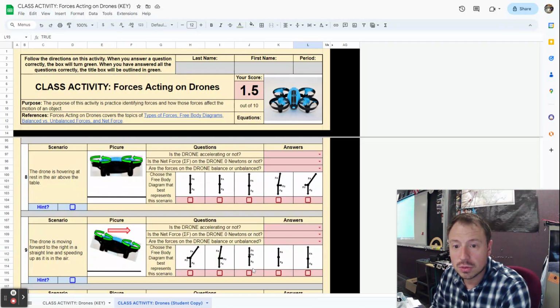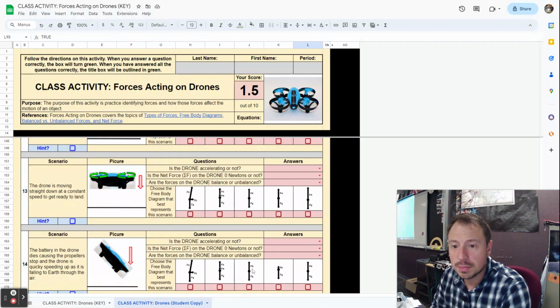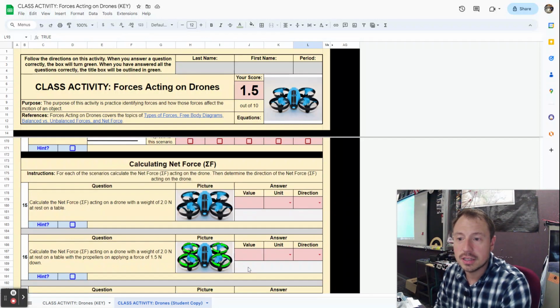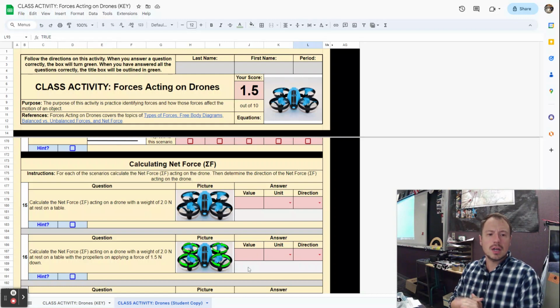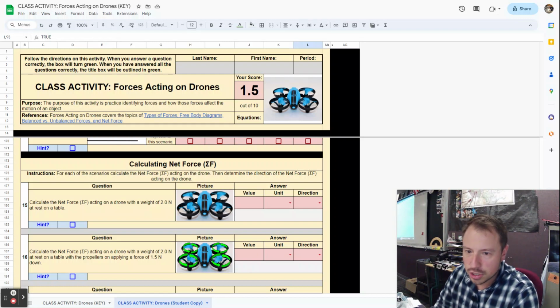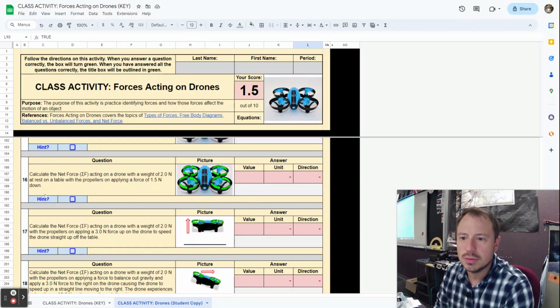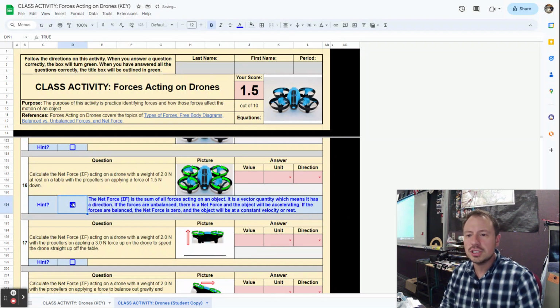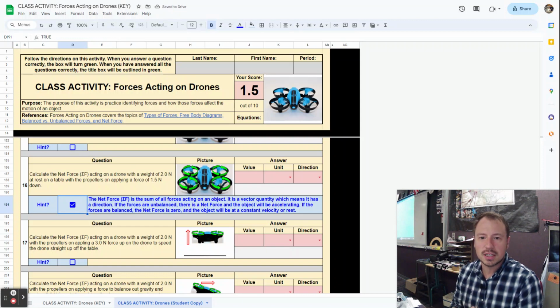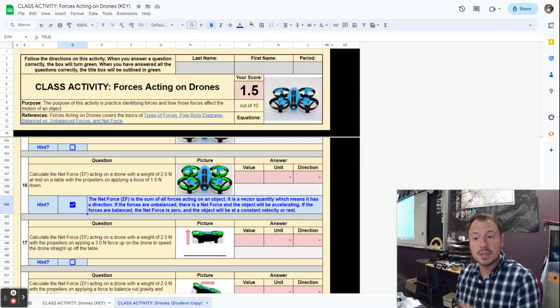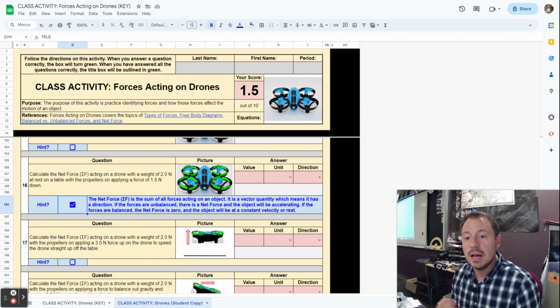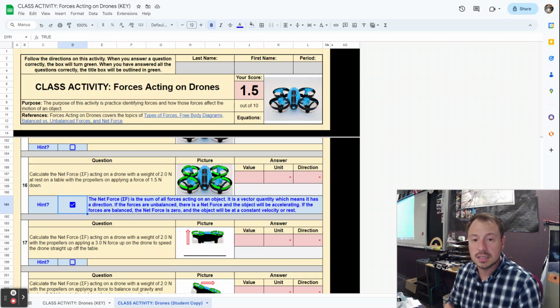All right, so let's scroll all the way down to this next part, which is calculating the net force. Let's do a couple of problems here. Let's do number 16. This one might be a little bit tricky. The hints just tell you the net force is the sum of all forces acting on the object. It is a vector quantity, which means it has a direction. If the forces are unbalanced, there's a net force and the object will be accelerating. If the forces are balanced, the net force is zero, and the object will be at rest or at a constant velocity.